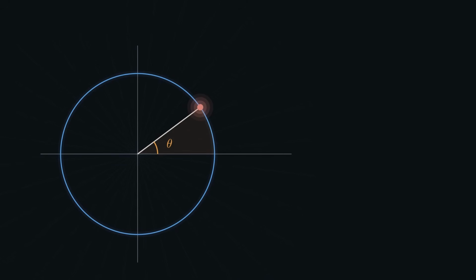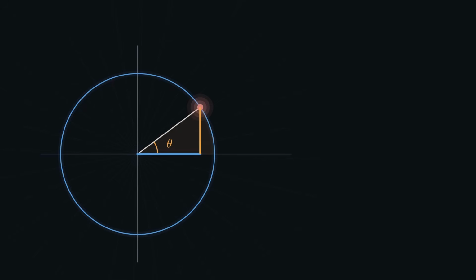Now I want the actual coordinates of that point. Where is it in x and y? Drop a vertical line from the point straight down to the horizontal axis. You've just made a right triangle. The radius is the hypotenuse and its length is 1. The horizontal side is the x-coordinate. The vertical side is the y-coordinate.